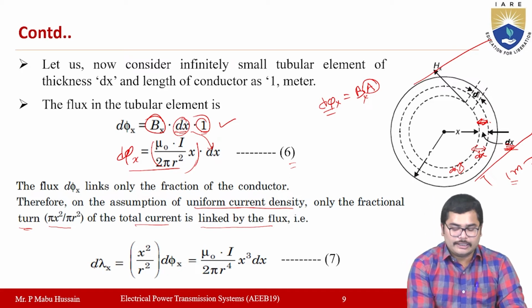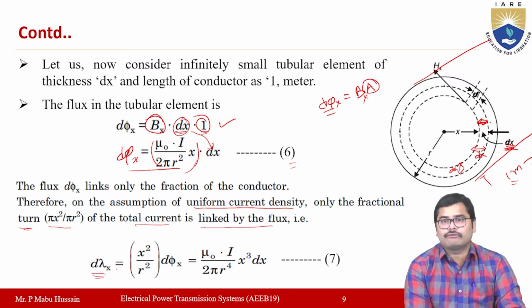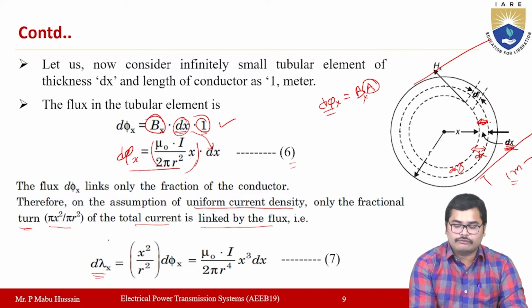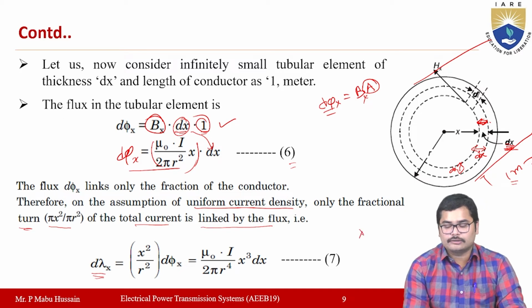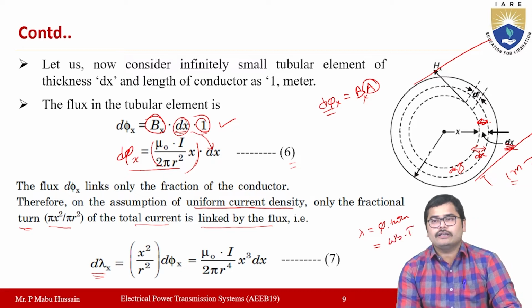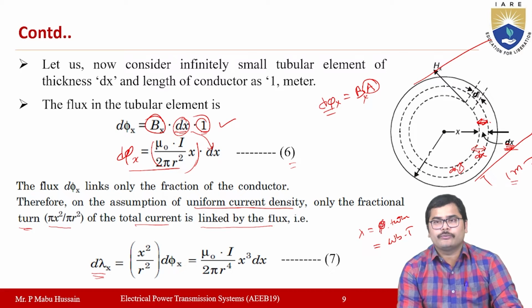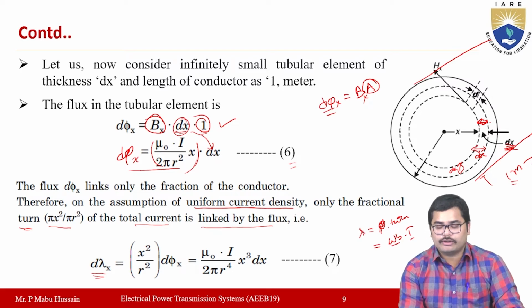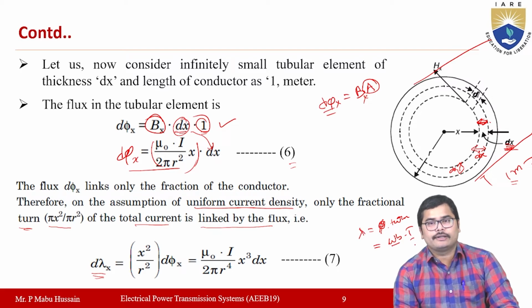Then d lambda x, the flux linkages. Flux linkages lambda will be equal to flux into turns. This will be represented with Weber turns. So flux is in Webers, turns are turns, and the unit for flux linkages will be Weber turns.